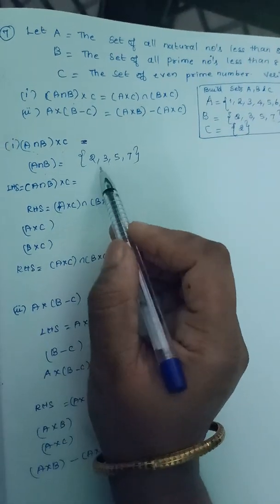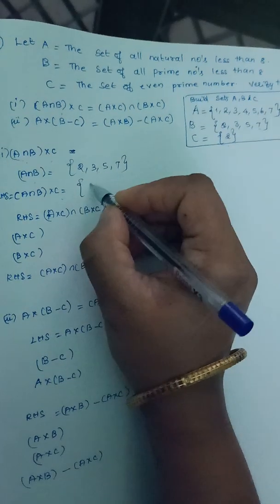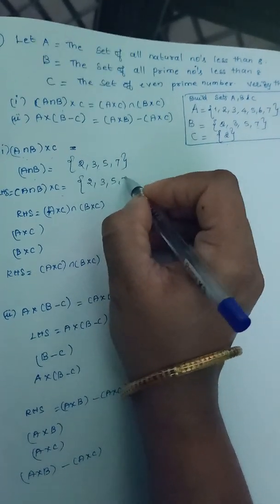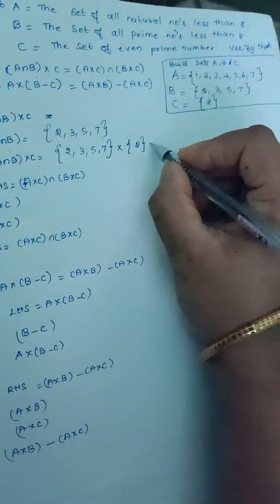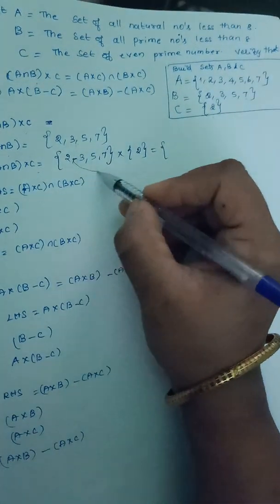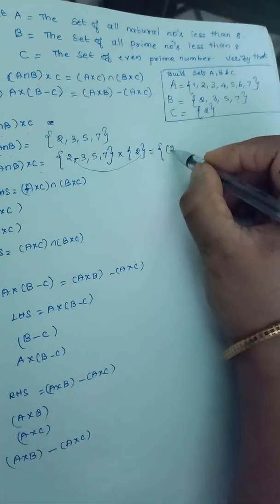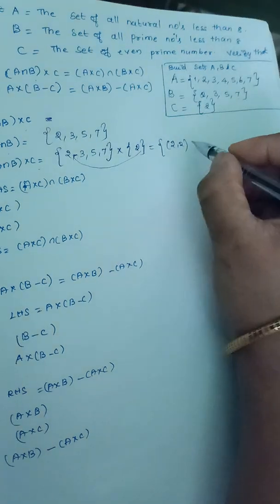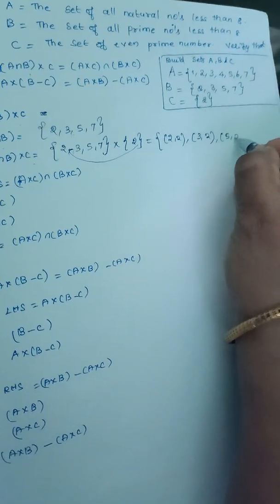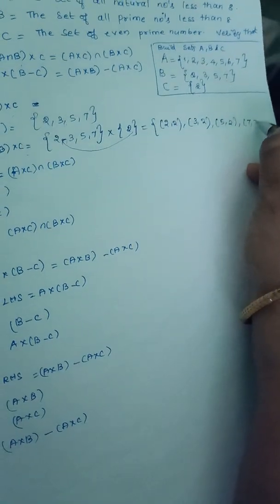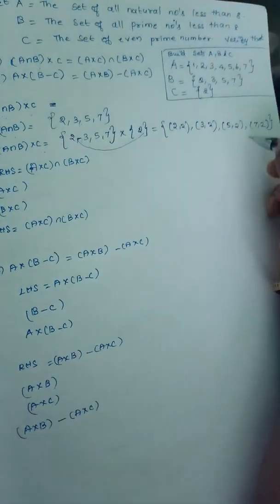Next we are going to cross product this with C. In C we have only 2, right? So {2, 3, 5, 7} cross {2}. Write this step, okay, so that you will not miss anything. Now do the cross product, all the possible ordered pairs. So what will come? 2, 2. Only one element in C. Next we go for 3: 3, 2. Next, 5, 2. Next, 7, 2. Okay, finished. This is our LHS.